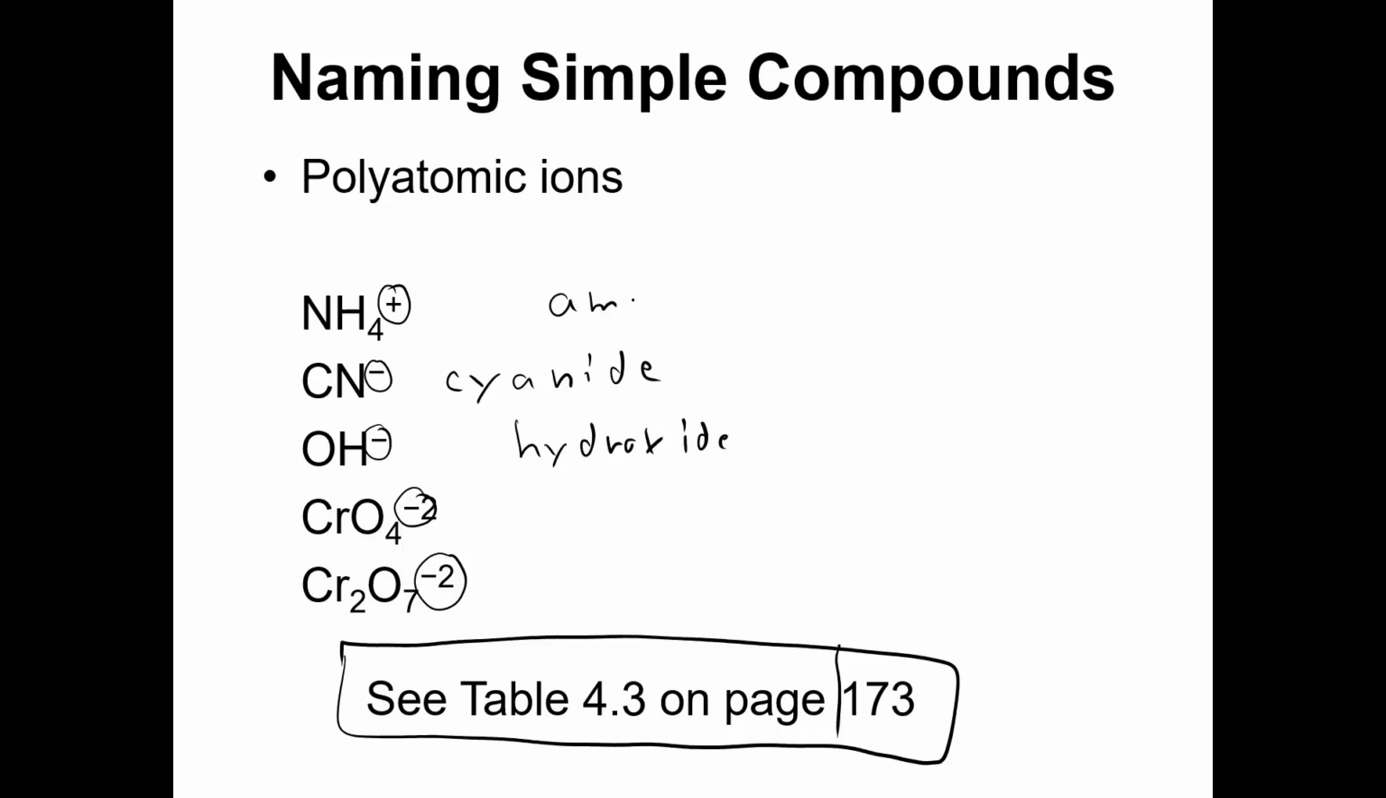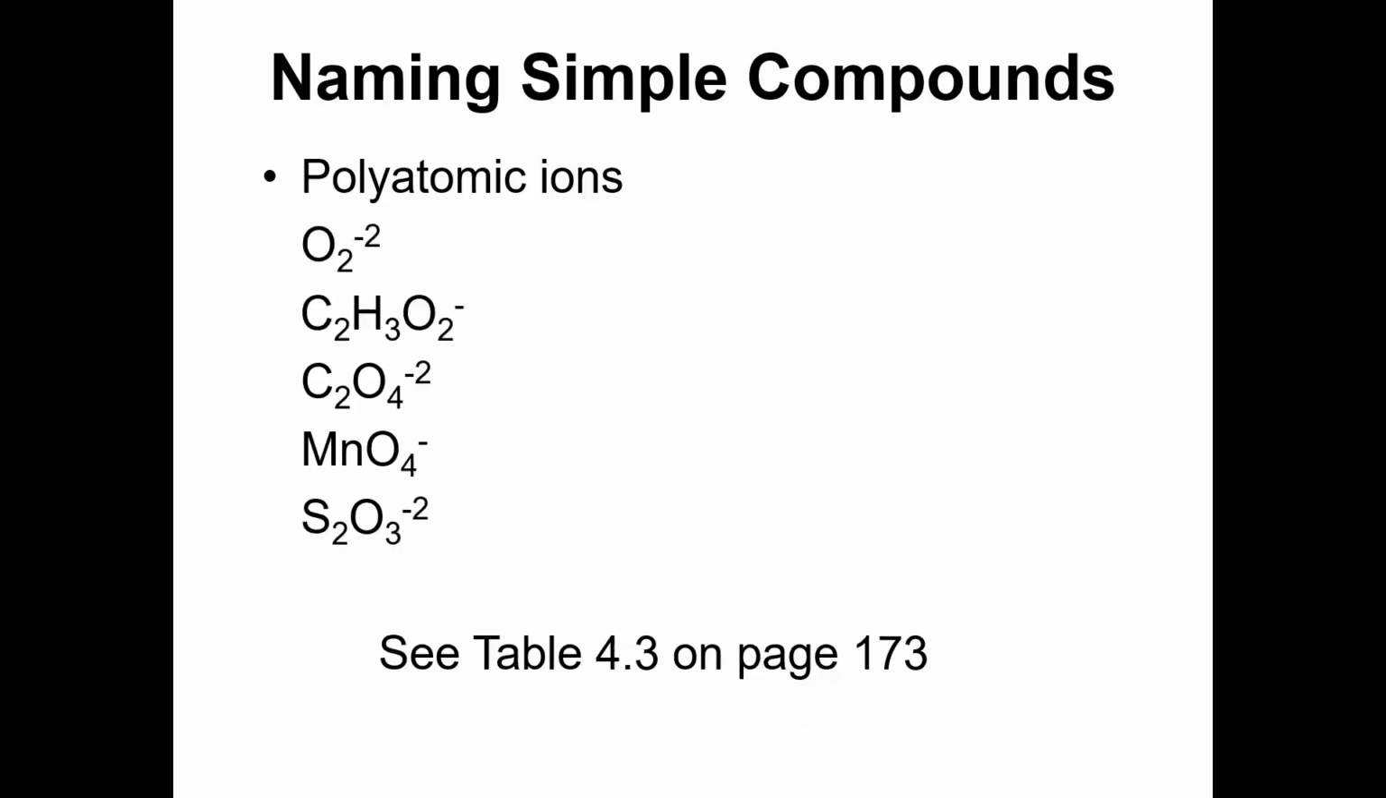Ammonium. And technically this is the ammonium ion and the cyanide ion and the hydroxide ion, and then we have the chromate and dichromate ions. And so those three are going to be super important to remember beyond this next test.